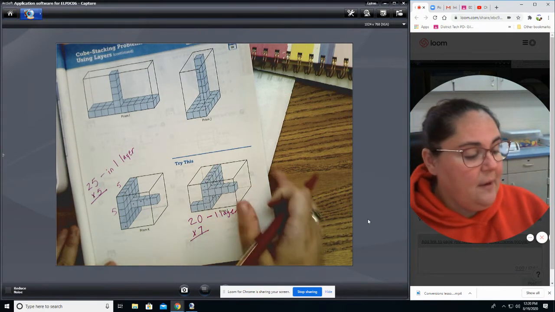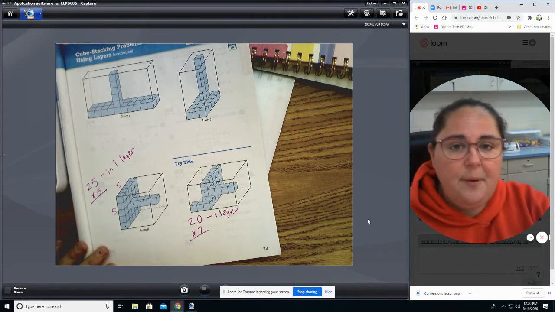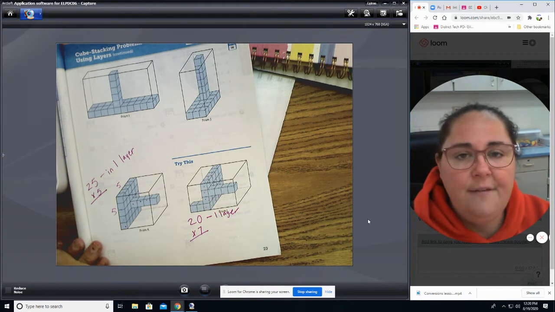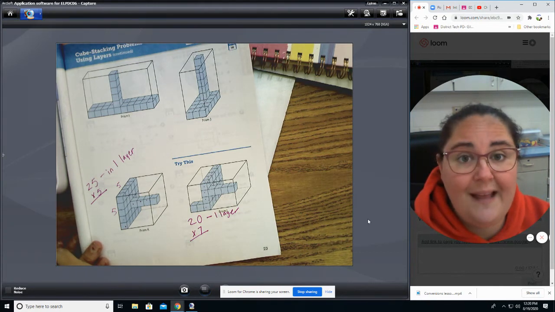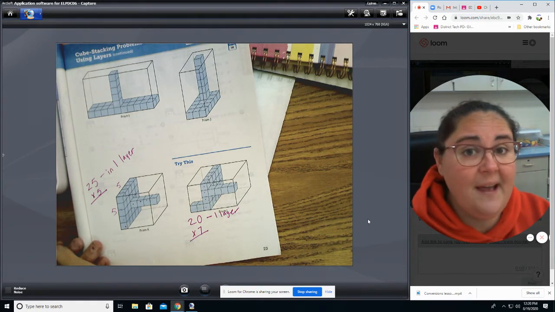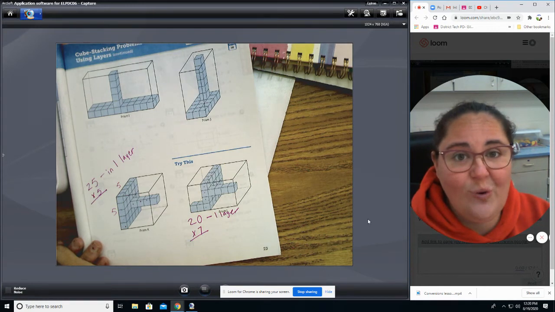What I want you to do right now is pause. Hit the pause button. Go ahead and do this math. Figure out your answers, write it in your workbook, and then when you are done, come back and hit play and we will check your work. You ready? Hit pause.